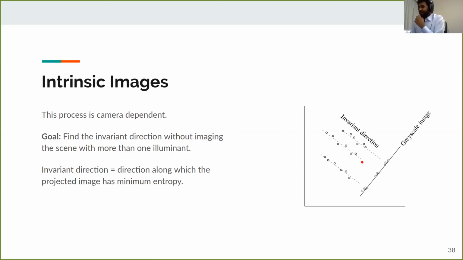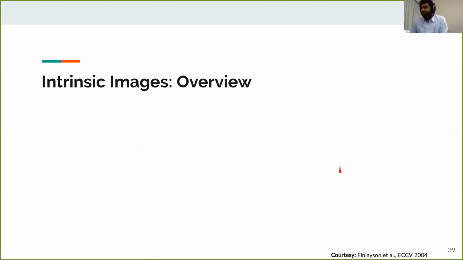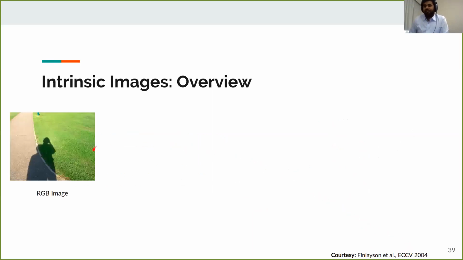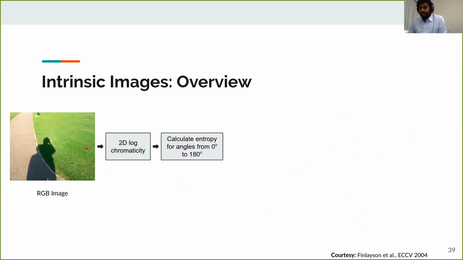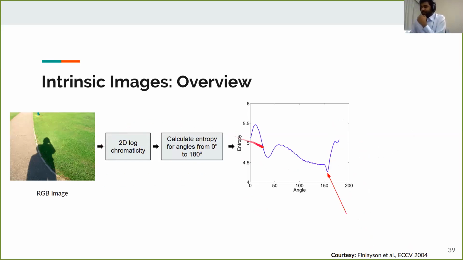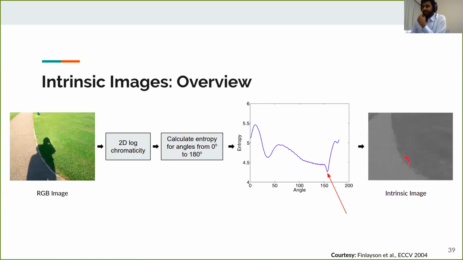And if we look at this plot, we see that the invariant direction can be found by the direction of the minimum entropy. So here's an overview of this approach. This was taken from a paper published in ECCV 2004. We have an RGB image. We calculate its 2D log chromaticity, and we calculate the entropy for all angles from 0 to 180 degrees. When we look at the entropy values, we find the angle which corresponds to the minimum entropy, and we project the image along that angle to obtain the intrinsic image for the corresponding RGB image.